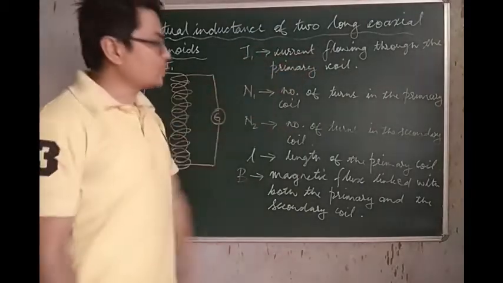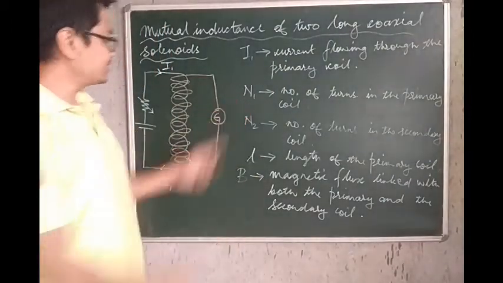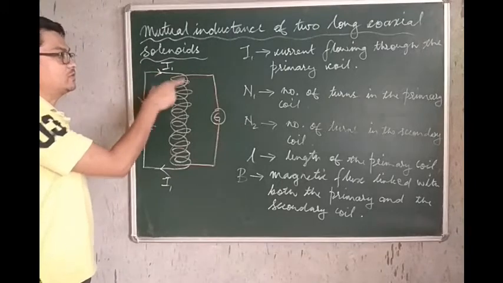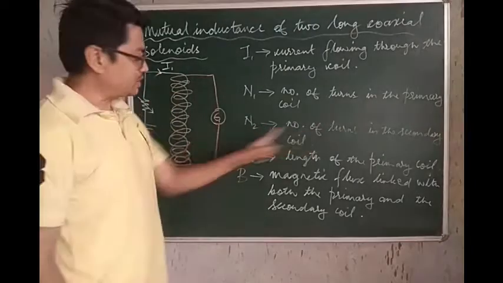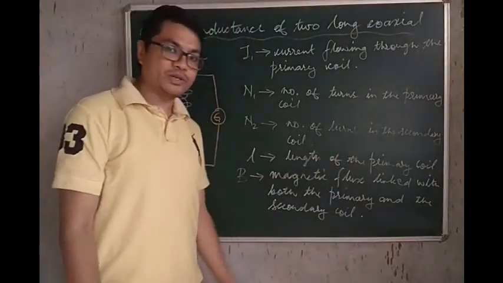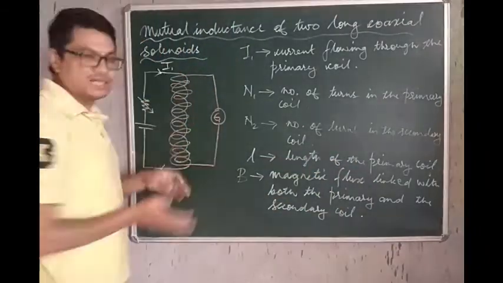So I1 is the current flowing through the primary coil, N1 is the number of turns in the primary coil, and I1 is the current flowing through it. N2 is the number of turns in the secondary coil, L is the length of the primary coil. These two coils are almost of the same length.